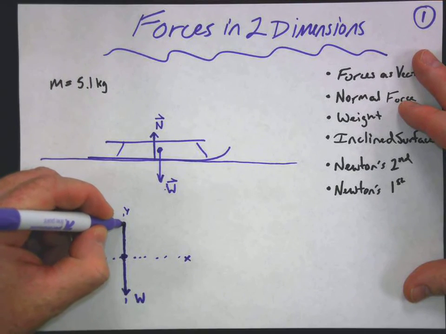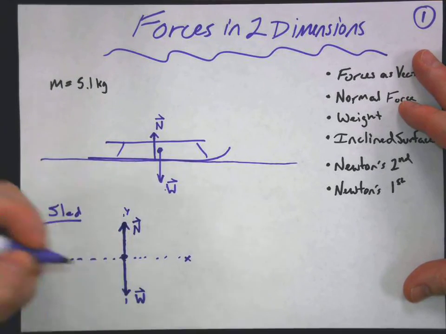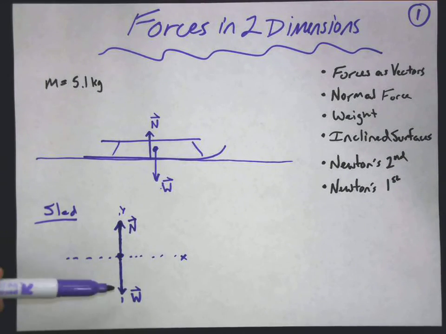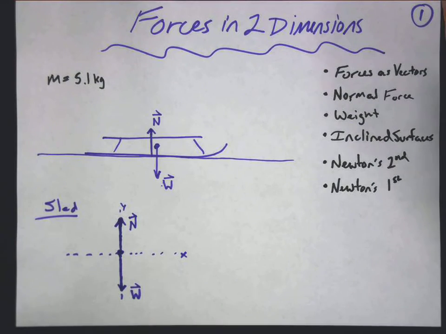Now, the question is, why am I drawing them equal length? Those two arrows should be equal, and they are in opposite directions. Are they a force pair? Is this third law happening? No, because they're two forces that are acting on the same object. So it's not a force pair in Newton's third law kind of thinking.